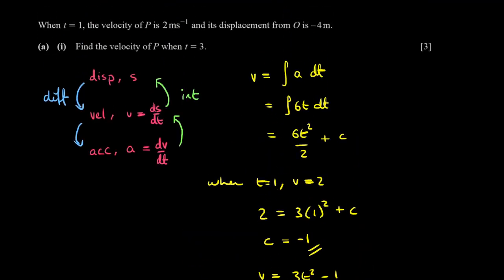Okay, then part 2 of this question is we're asked to find the displacement of P when t is equal to 3. Well, we just got to go back up to our key point here. How do we find displacement? Displacement can be found by integrating velocity. So we're going to write that statement that displacement is equal to the integral of velocity with respect to time.